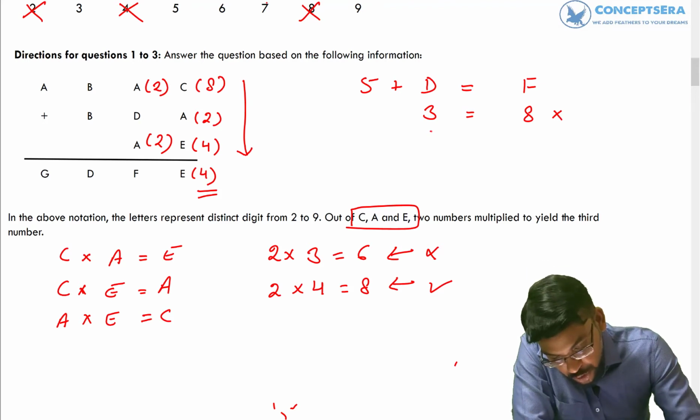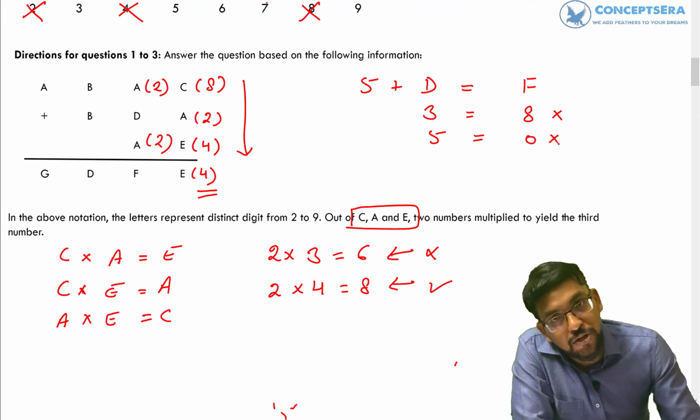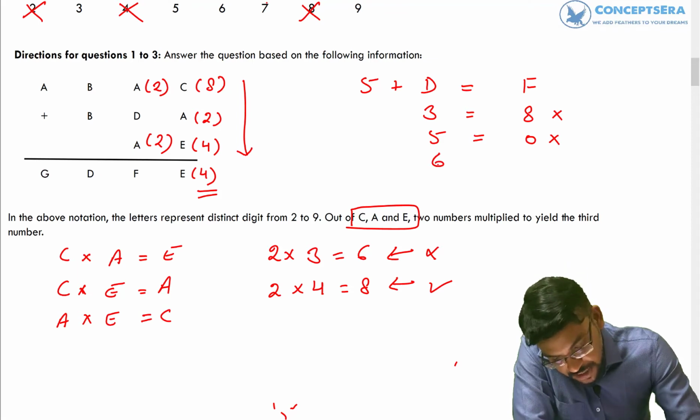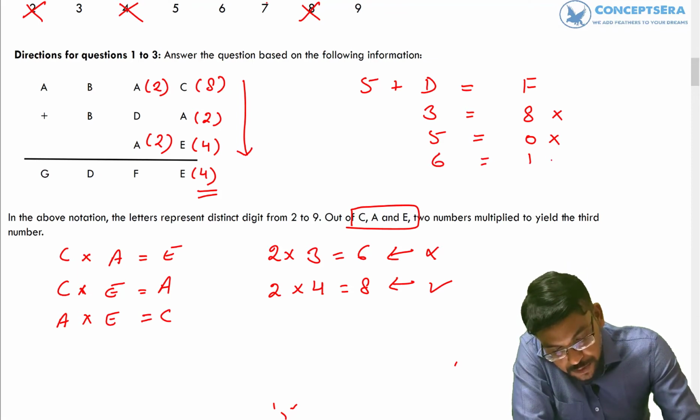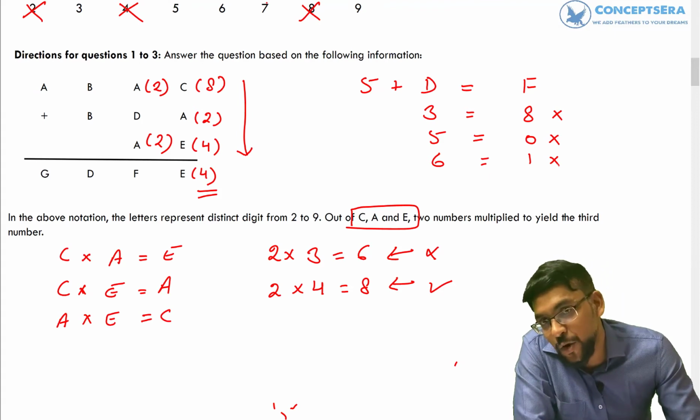If we take D is equal to 5, then F is equal to 0, which is not possible because no letter is representing 0 here. If we take D is equal to 6 here, in that case the unit place comes out to be 1, which is also not possible because no letter is representing 1 here.